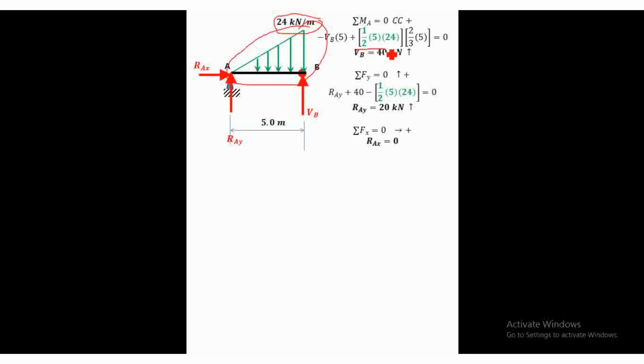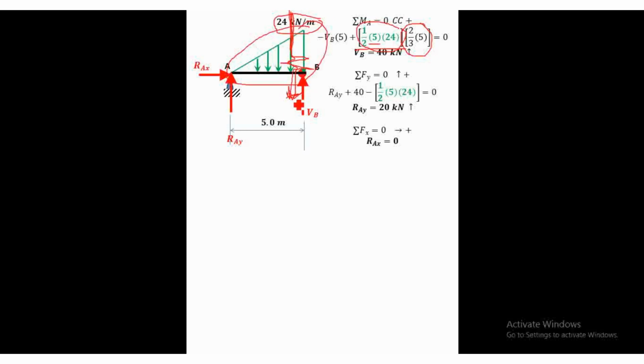So, this green one is 1/2. My base is 5 and the height of this load is 24 kilonewtons. This green one is the resultant of this triangular load. So, if I draw my resultant, it is here, at this point. Now, 2/3 of 5 is the location of the resultant, the area of this force, 1/2 times 5 times 24, the red one.